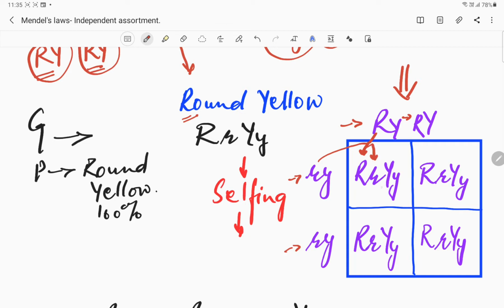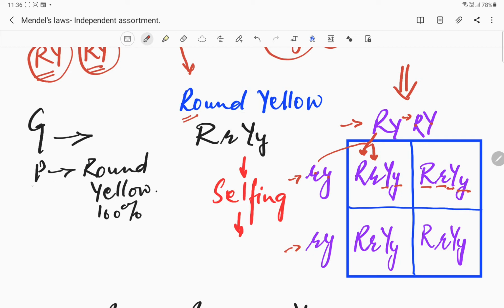These two combinations, capital R, small r. Then we've got capital Y and small y. And likewise in the other squares, if you fill them, capital R and small r will give us capital R, small r. And capital Y from here and small y from here, capital Y, small y. Likewise the other. So we get four possible outcomes, and all the four possible outcomes have the same genotype, which is a heterozygous condition for both the allelic partners or allelic pairs for two different traits.